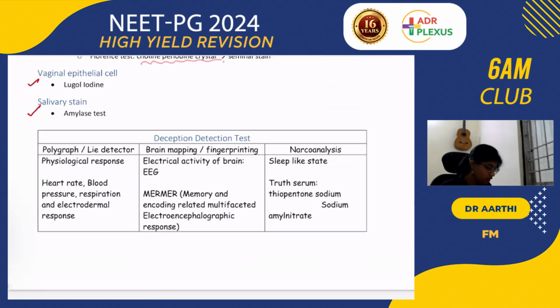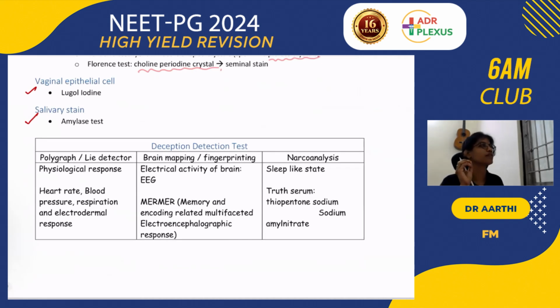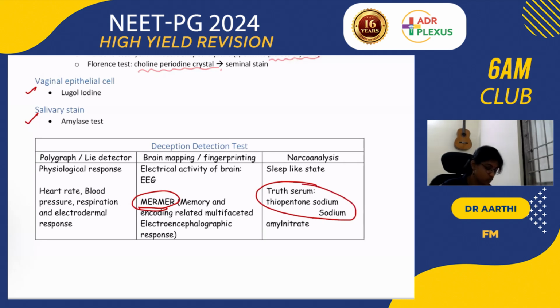Apart from it, I just want you to know about deception detection tests. We have revised through it, just once a quick revision. You have polygraphy, brain mapping, and narco analysis. In polygraphy lie detection, they use physiological responses: heart rate, blood pressure, respiratory rate, sweating, and all these things are monitored. Brain mapping, MERMER is the word you want to remember. And in narco analysis, sleep-like state, truth serum, thiopentone sodium.